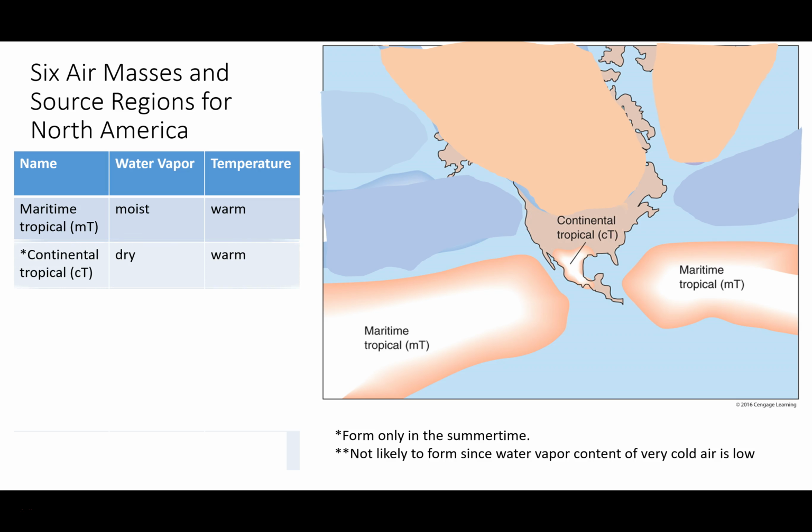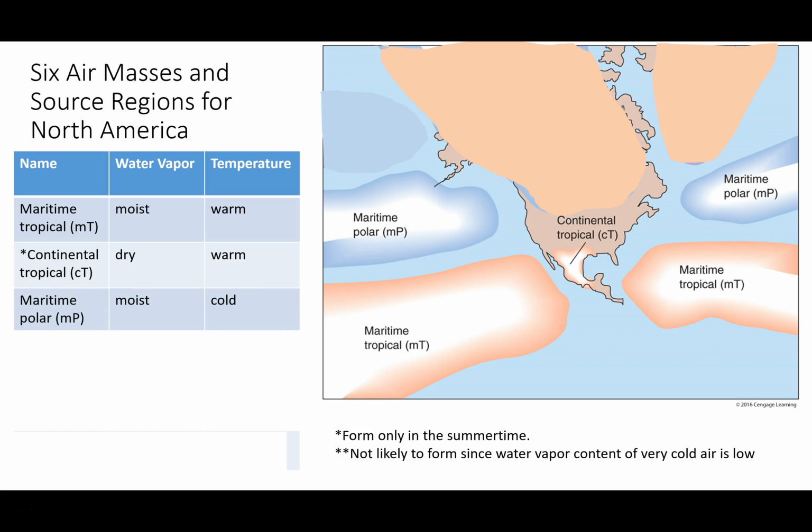Okay. So source regions for maritime tropical are here. Source regions for continental tropical. Continental meaning dry, tropical meaning warm. Warm or hot, that's okay either way. And there's the source region right there. So continental tropical, our only source region for us anyway, is right here over Mexico.